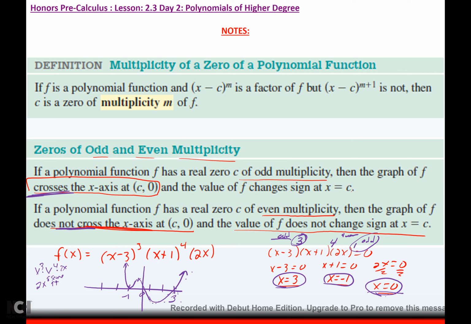Okay, so there would be a rough sketch. Again, I don't know about these wiggles in the middle, how high, how low, but I know that at negative 1 it won't pass through, it will just be what we call tangent. At 0 it will pass through, and at 3 it will pass through. Passing through because it had an odd degree. Tangent because it has an even degree. Passing through because it has an odd degree.